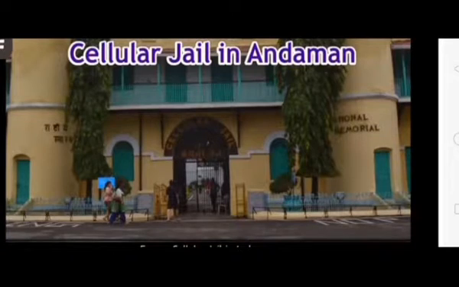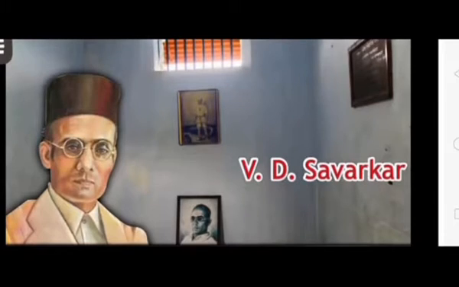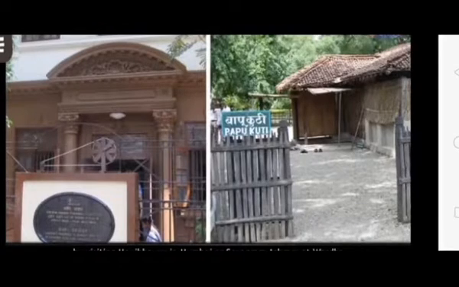For example, Cellular Jail in Andaman. It is also known as Kalapani. This jail also reminds us about the revolutionary work of V.D. Savarkar. When we visit Mani Bhavan in Mumbai or Sevagram Ashram at Wardha, that is in Nagpur, we come to know about the Gandhian era.